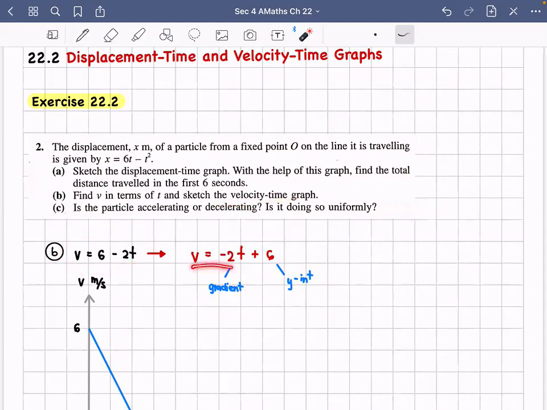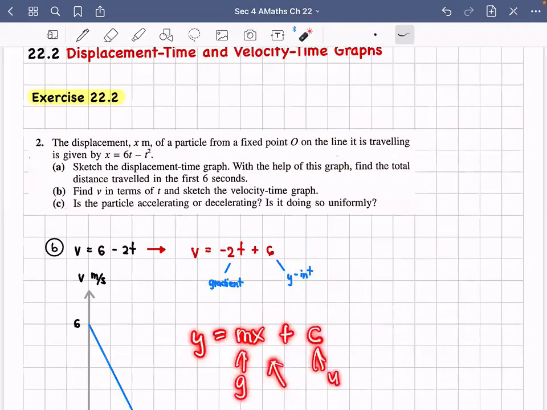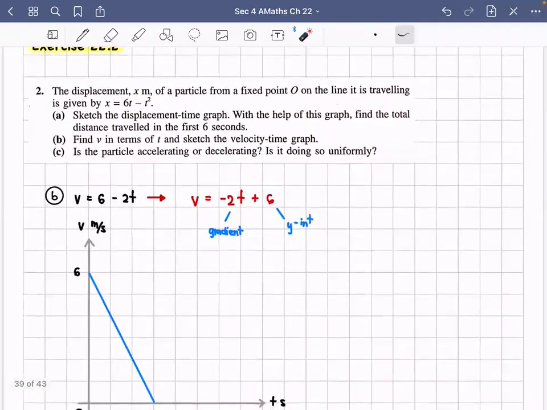And then I just rearrange this like this. Okay, you remember this, class? This is exactly the same as y is equal to mx plus c. This is the equation of a line, right? So m is your gradient and c is your y-intercept. So I rearrange this and make it like this. So -2 is your gradient and then 6 is your y-intercept. So how do we draw our velocity time graph?